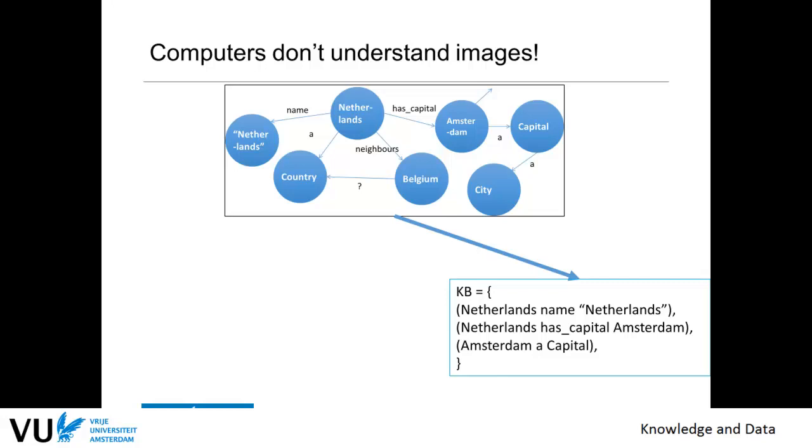And what we do is basically that we write down, if we have an arrow between two of these circles, the name of the first circle. Then we write down the predicate, so the name of the arrow, and we write down the name of the third of the circles. These things we will call triples. So our knowledge base here, a simple extract, is now a set of strings that signifies a set of three triples: Netherlands name Netherlands, Netherlands has capital Amsterdam, and Amsterdam is a capital.